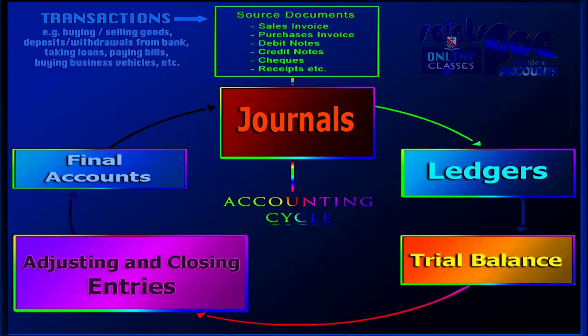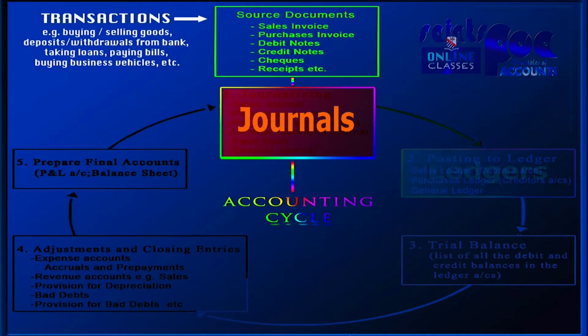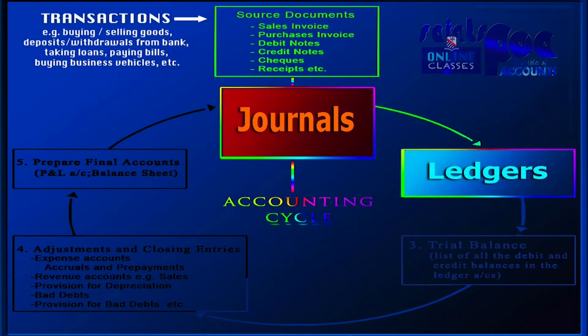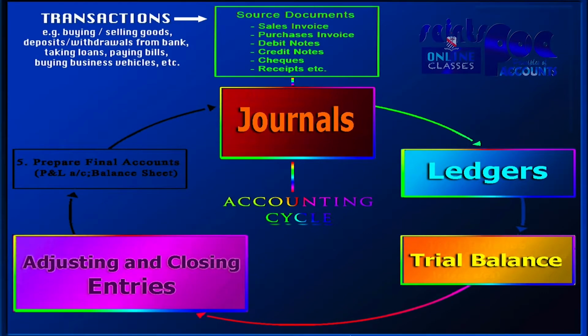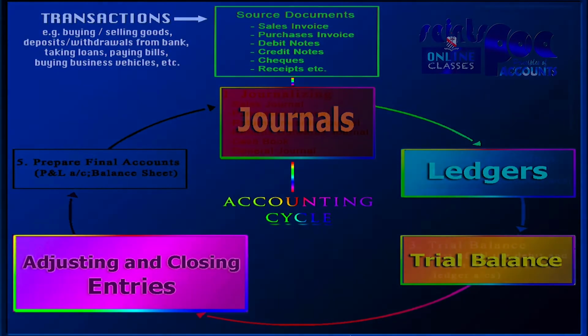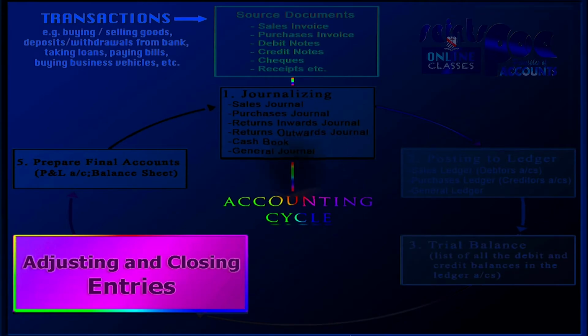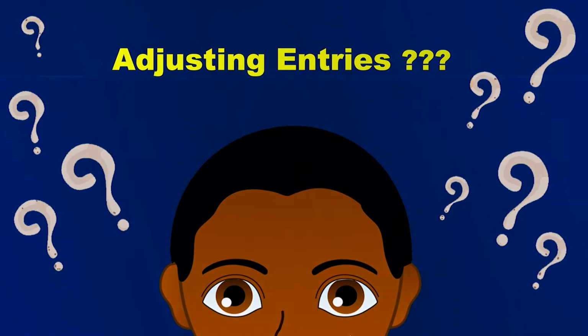In the accounting cycle, if you remember, you have your source documents and you start with your journals and your ledgers, posting the ledgers, which are your T accounts. We did the trial balance, and then we skipped this and went on to do the final accounts. So we're coming back now to the fourth step, which is usually what we call adjusting or closing entries, and that is what we're starting.